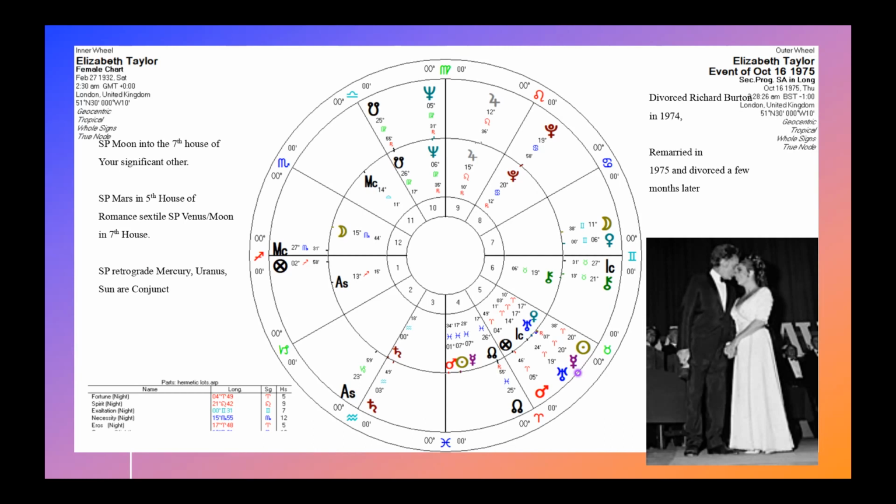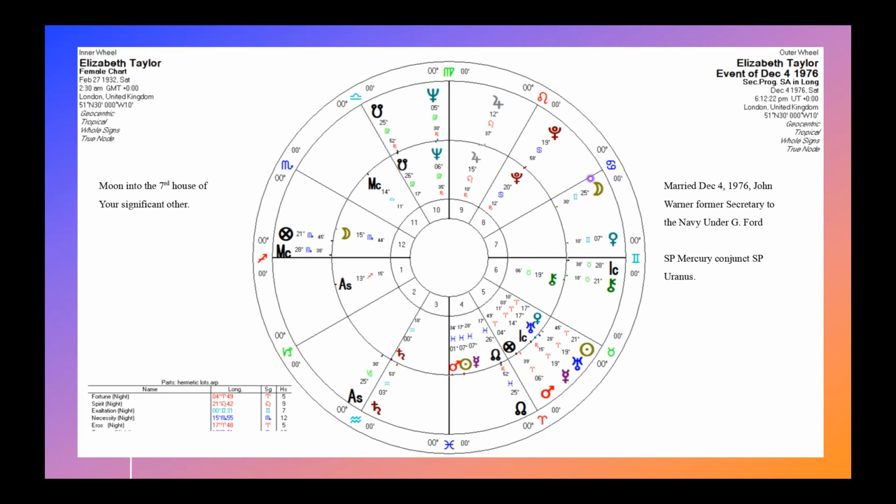And this is where I think that Mercury retrograde comes into play, where she remarries Richard Burton in 1975 and just divorces a few months later. So she re-looked at that marriage. Yeah, and was willing to redo it. So I think that's very reflective of Mercury ruling that 7th house. And Mercury being retrograde. And the moon in the 7th house is your significant other, and she married. So that energy is still prominent.